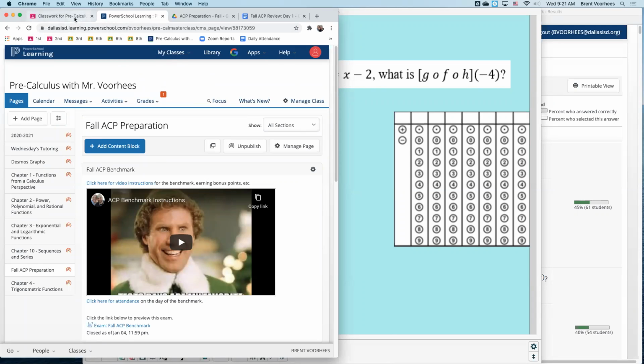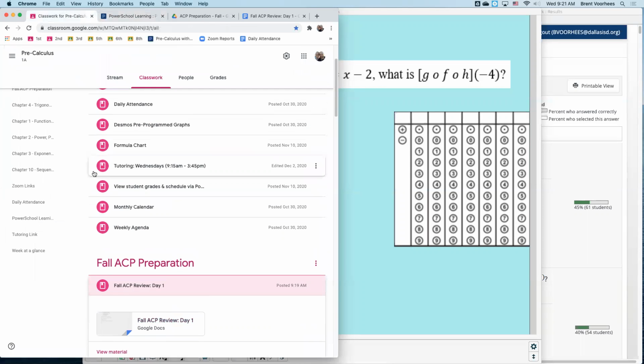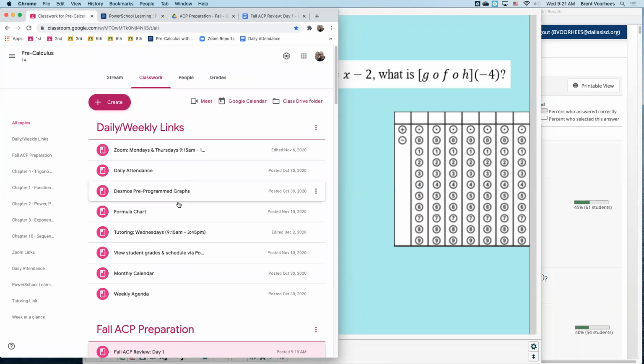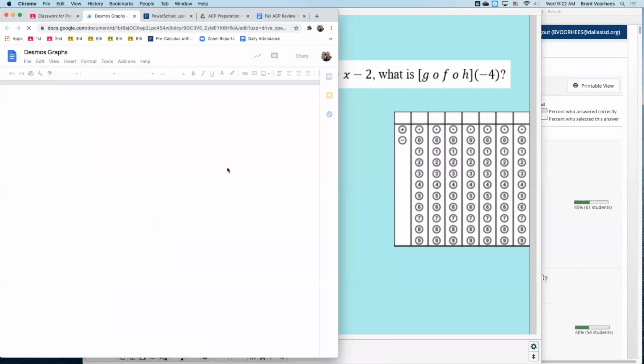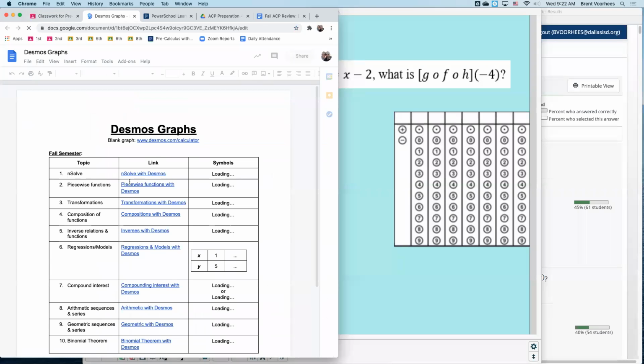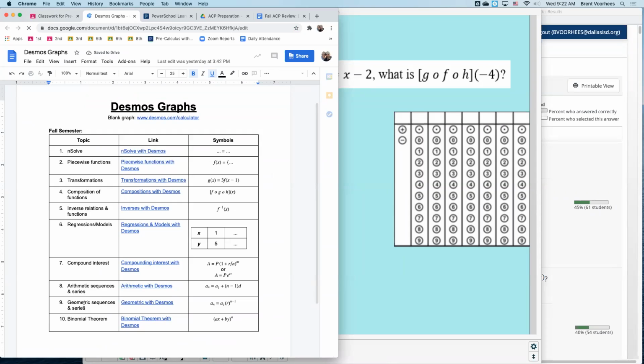The next thing I'm going to click on is the calculator, because today we're going to be using it a lot, and over the break I updated how the list looks. I think it really is helpful. Go ahead and click Desmos pre-programmed graphs, and then click the Desmos graphs. It'll pull up this list, and as you'll see, it used to be a list. Now it's a table, and I made it easier to follow.